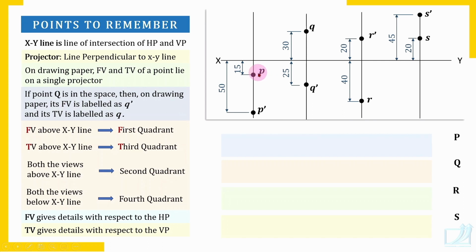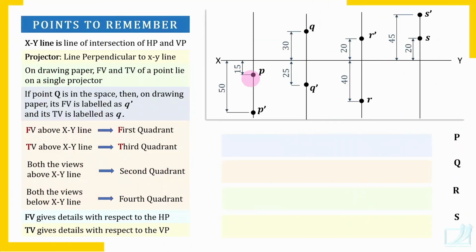Similarly, the top view of point P and the top view of point R, these 2 top views are in front of XY line. Top view gives detail with respect to VP. Remember, with respect to VP, we use the words in front of VP and behind VP. So focus on top views which are in front of VP, means on drawing paper in front of XY line. Here P and R are in front of XY line. So these 2 points, point P and point R, which are in space, are in front of VP.